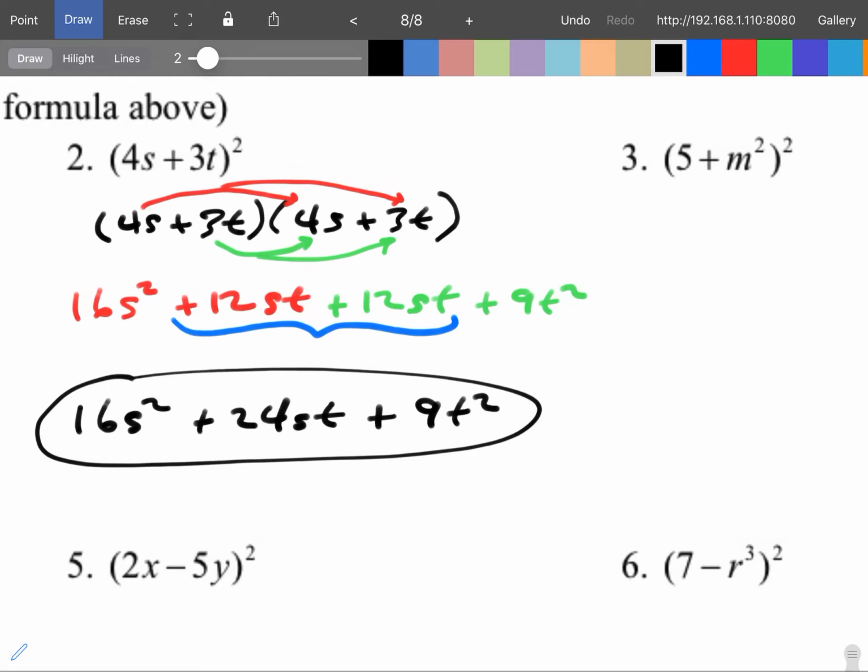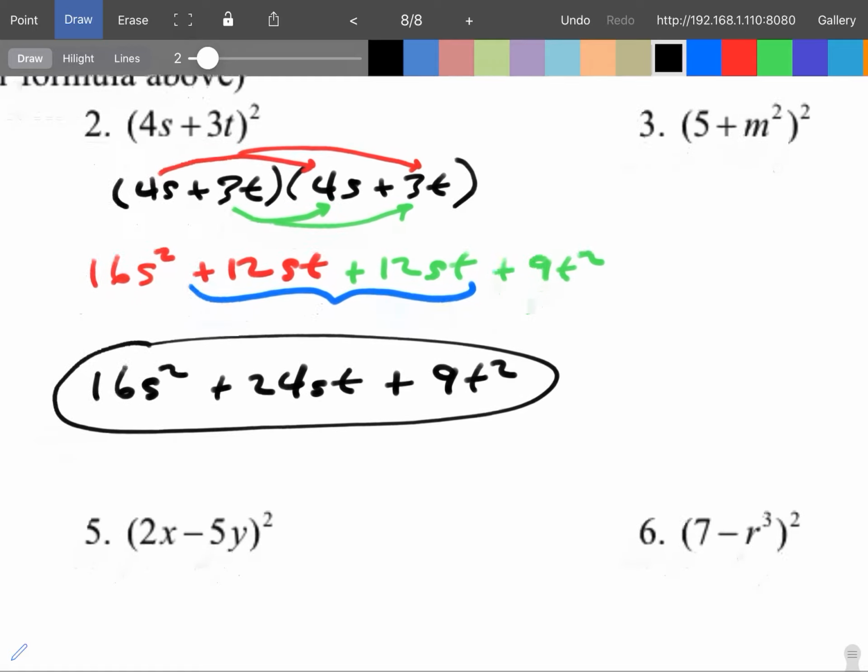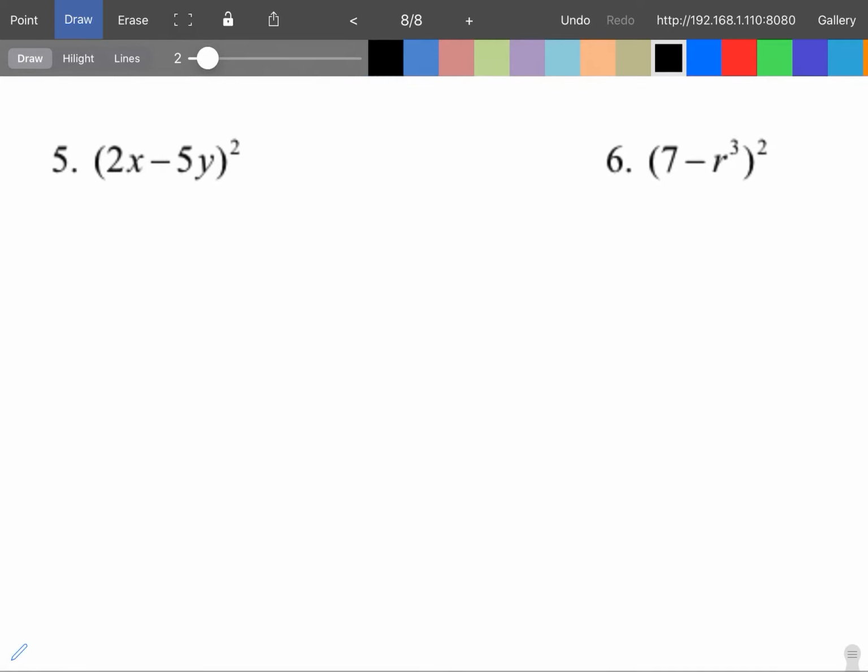Yeah, you combine the like terms with addition or subtraction if you can. All right, well, let's try number 5, but let's try the shortcut this time. Okay? So the shortcut on number 5.